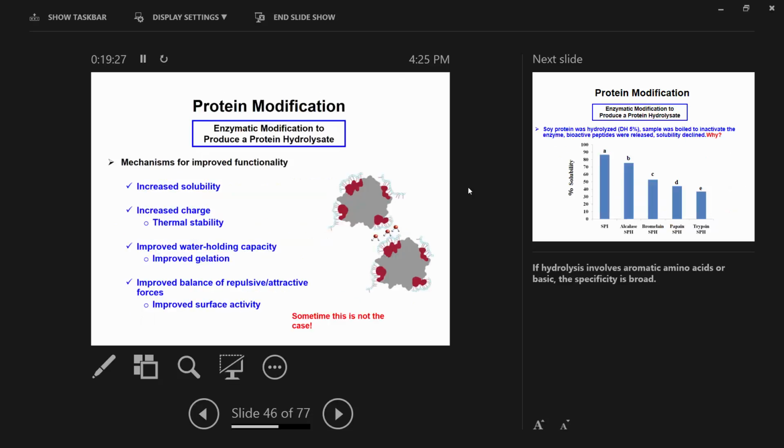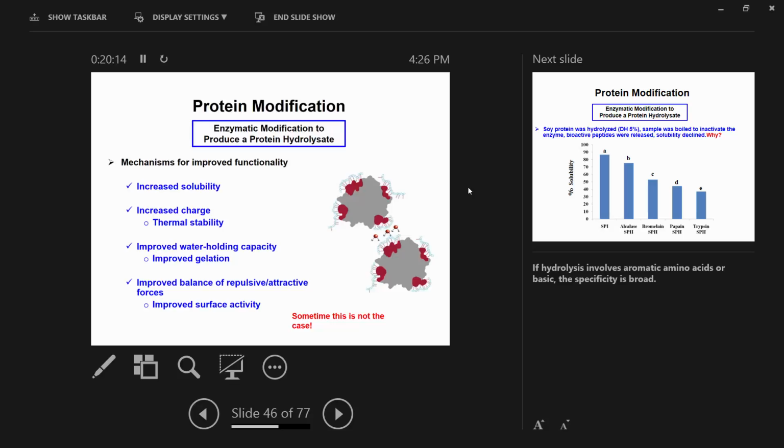So how does functionality get enhanced? You will have increased solubility due to increased charge, because when you break, you release carboxyl groups and amine groups, so you have charges, and more interaction with water. So you will have better solvation. And with more charge, you have better thermal stability, so you have more repulsion, less interaction. Also more water holding capacity and gelation due to better protein-protein interaction and protein-water interaction.